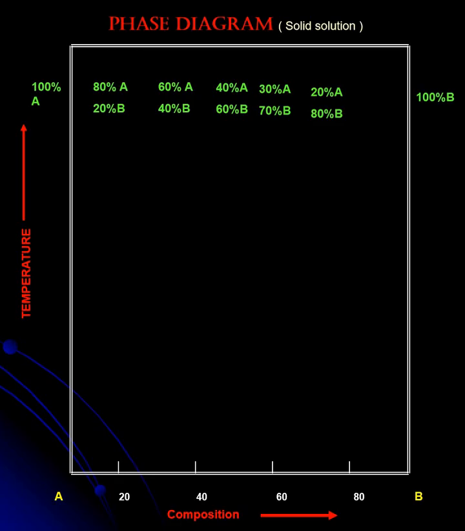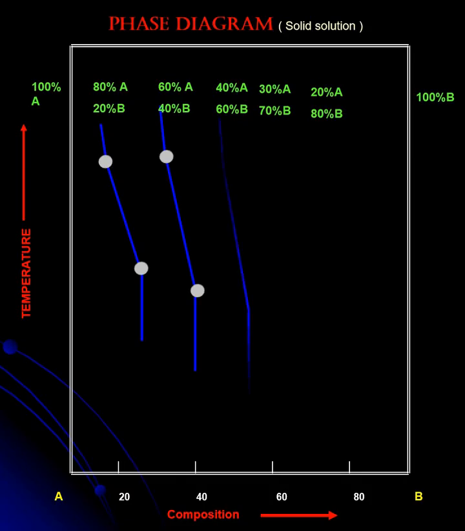Let's consider a cooling curve for 80% of A and 20% of B. On this cooling curve, I can distinctly mark the start of the solidification process, and even mark the end of the solidification process. Similarly, consider one more cooling curve for 60% of A and 40% of B. On this cooling curve also I can mark the start and end of the solidification.